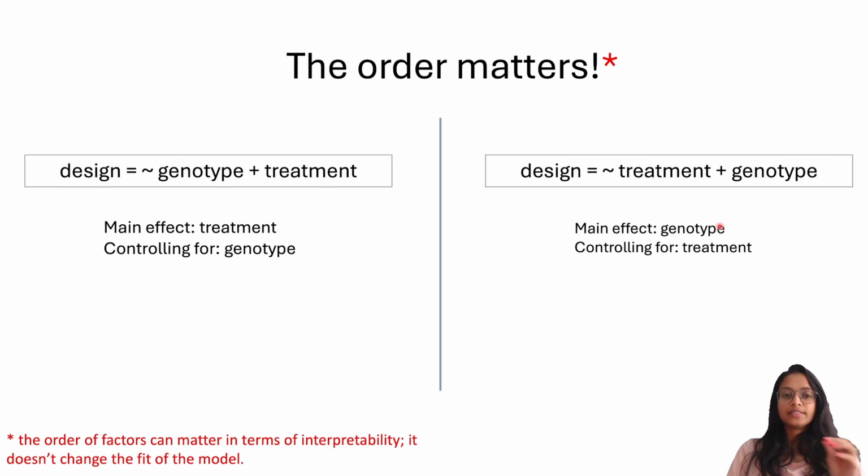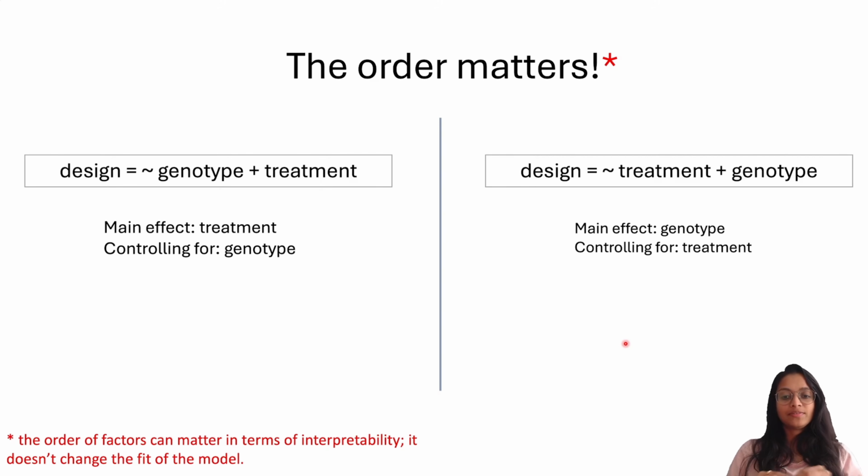Similarly, for the design where we have treatment plus genotype, the main effect is genotype controlling for treatment, meaning the model adjusts for treatment first and then assesses the genotype effect. So you will interpret the genotype effect as the difference in expression between mutant and wild type genotype, having already accounted for any differences between treatment and control. A quick note here is that this order will not change the fit of the model, will not change the statistic. It only matters in terms of the interpretability.